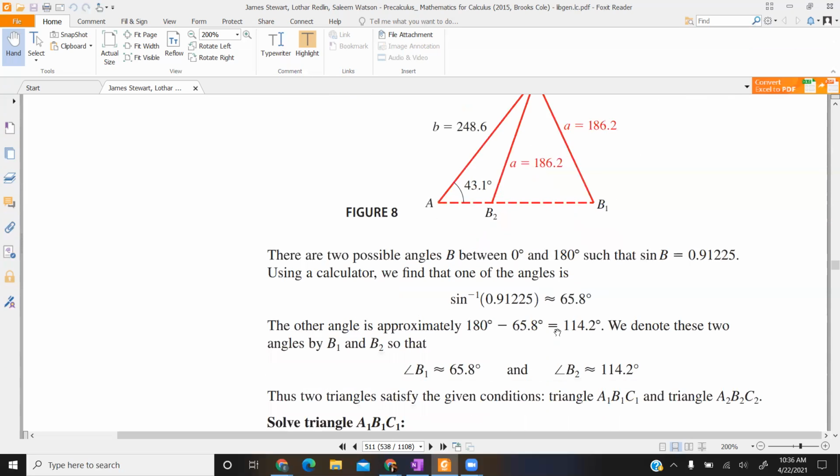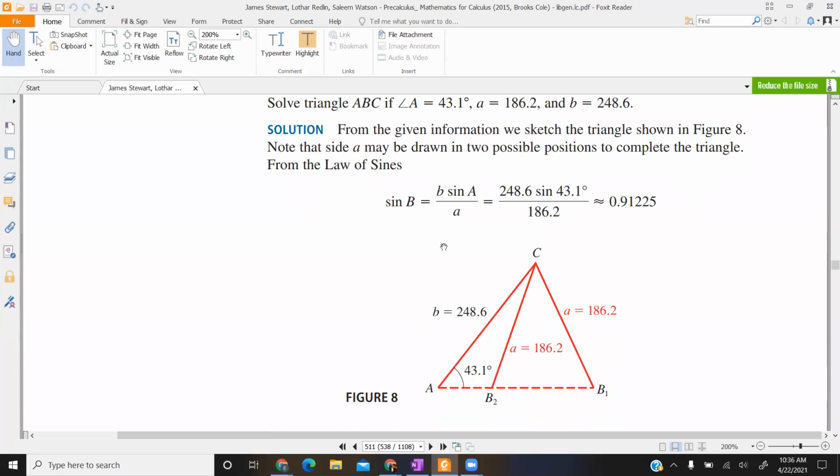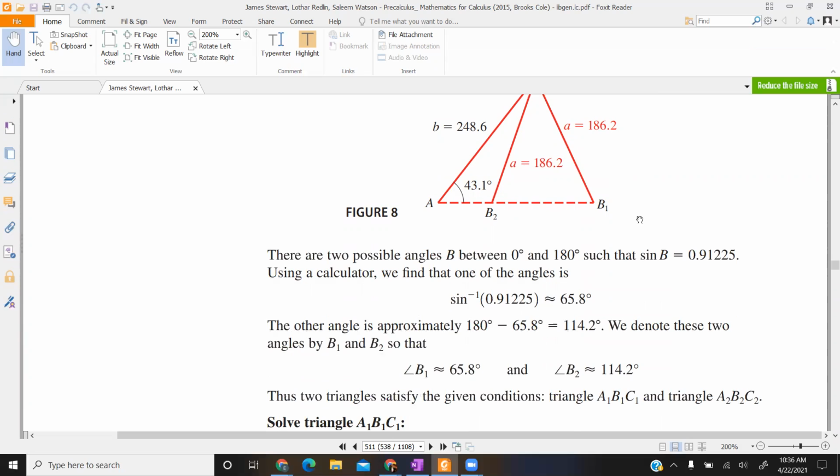So you want to solve for B. B is the unknown angle that has two possible values. If you solve for that, you get this number here, 0.91225. And as they pose that same question, are there two possible angles between 0 and 180 degrees such that this equation holds? And in fact, yes. If you use the calculator, you get one value approximately 65.8, or the other one is 114.2.